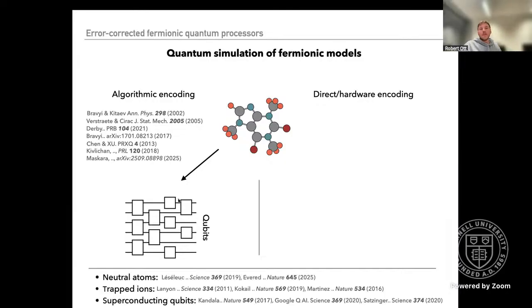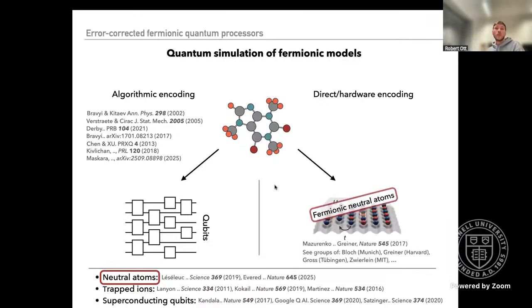And if you think about experiments, then typical experiments nowadays targeting quantum simulations either focus on neutral atoms, trapped ions, or maybe superconducting qubits. And here we want to focus on neutral atoms because, as I said, neutral atoms come in these two different ways. They can either be bosonic or directly fermionic. And therefore, with neutral atoms, we think you have these unique possibilities of actually directly simulating fermions in the lab. And this brings me to this second side here, which one could call direct or hardware encoding.